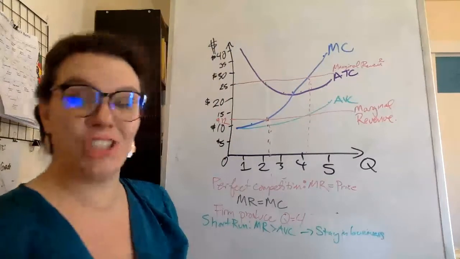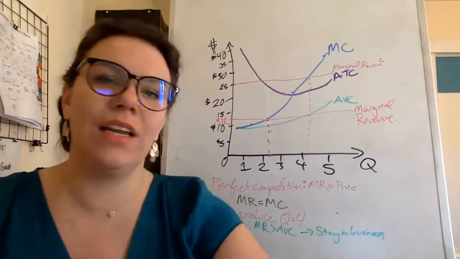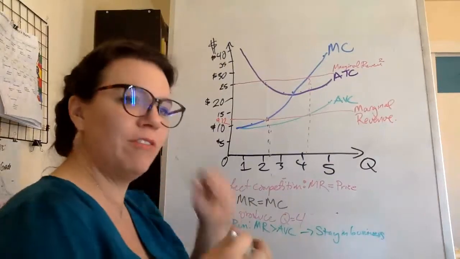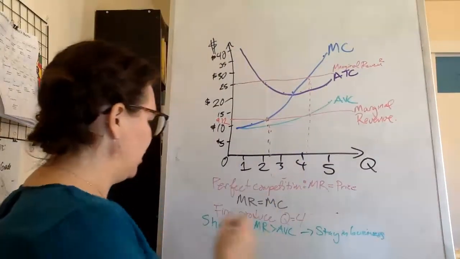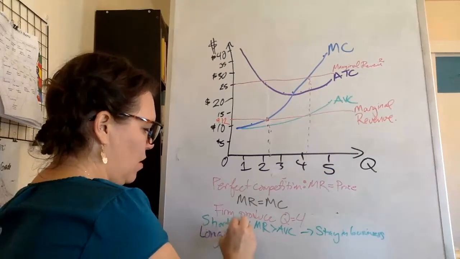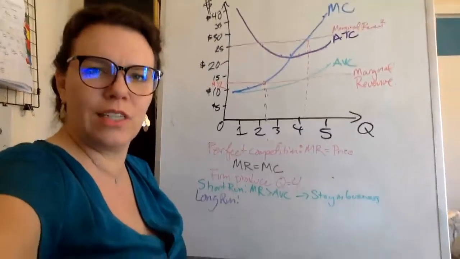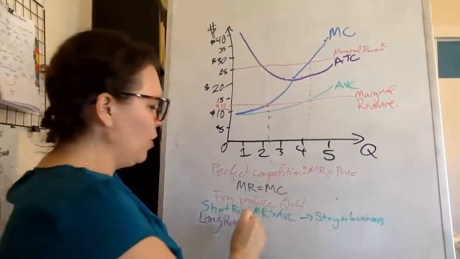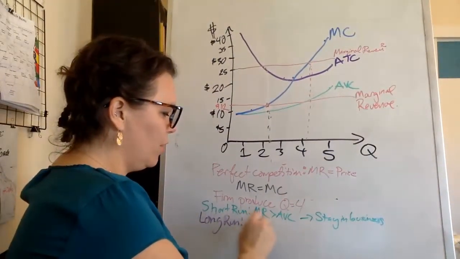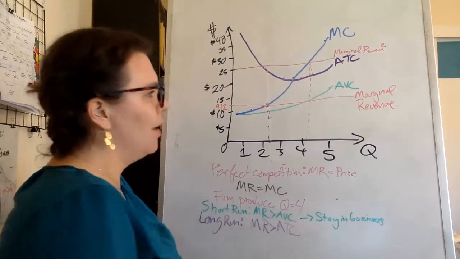They will not shut down. In the long run, we want to consider total costs, fixed costs and variable costs. So in the long run, let me check and make sure you guys can see this on the video. Ooh, almost out of space. In the long run, we want to compare marginal revenue to average total cost.